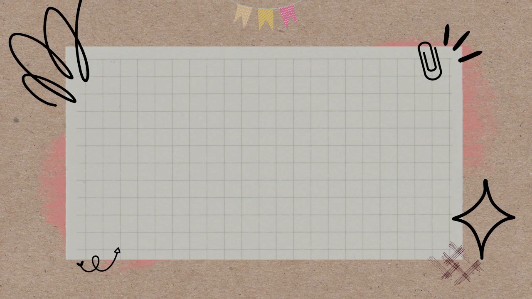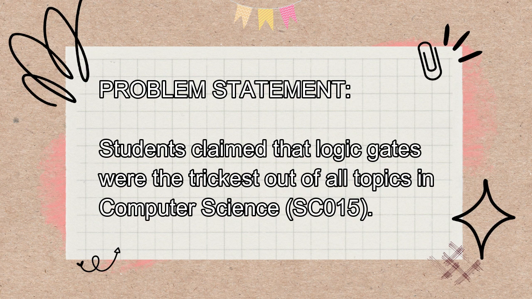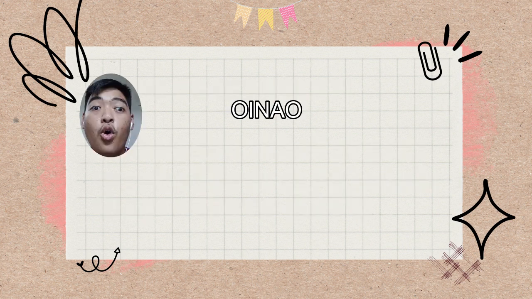But wait, what is OI now? Well, let me tell you about it. OI now is an innovation to tackle the problem where students claim that logic gates were the trickiest out of all the topics in computer science. Thus, this project helps those students to solve logic gates questions in a more fun, quick, and easily accessible way. OI now is a method to solve logic gate questions.